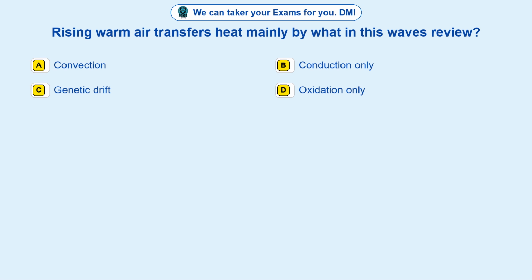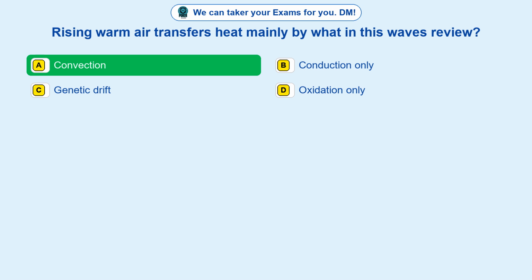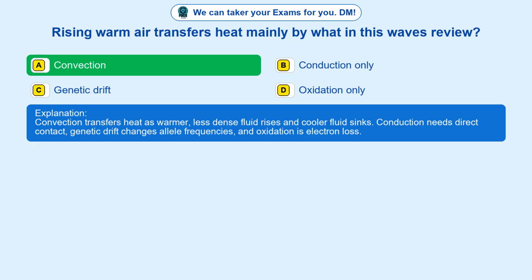Question 76. Rising warm air transfers heat mainly by what in this waves review? Option A, convection. Option B, conduction only. Option C, genetic drift. Option D, oxidation only. The correct answer is option A. Convection. Convection transfers heat as warmer, less dense fluid rises and cooler fluid sinks. Conduction needs direct contact, genetic drift changes allele frequencies, and oxidation is electron loss.